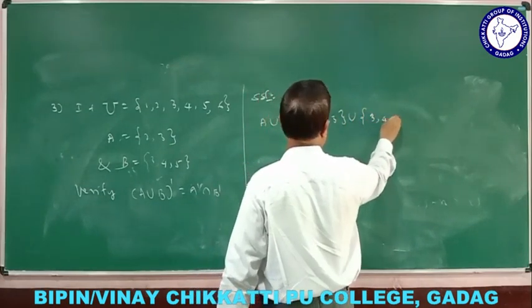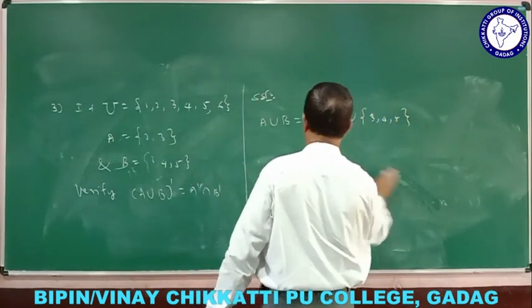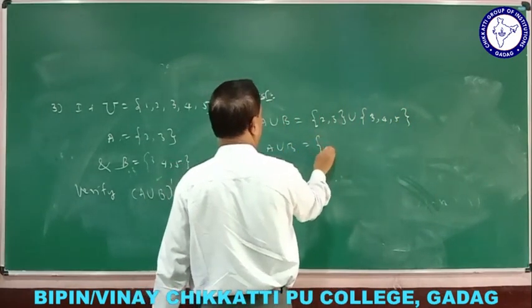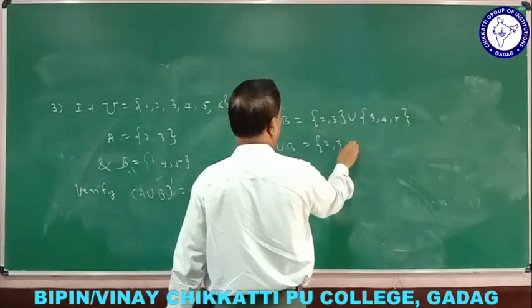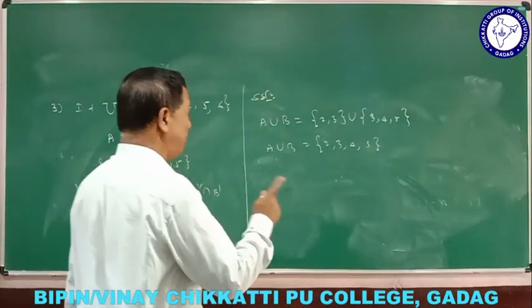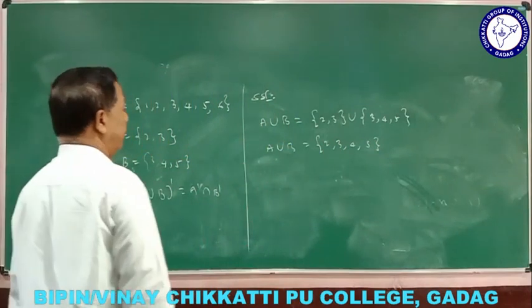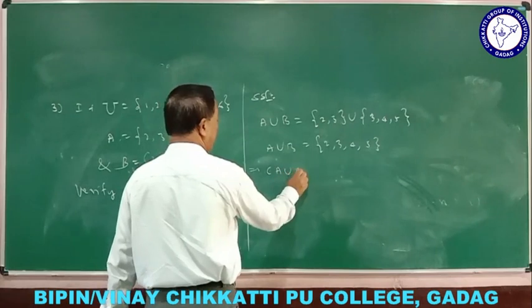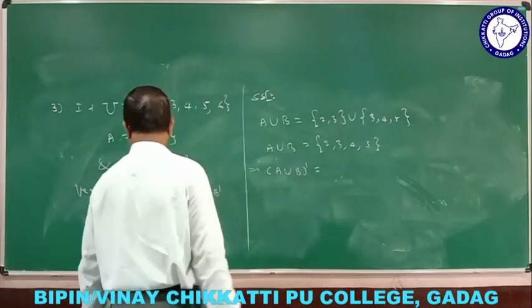3, 4, 5. Look at this. A union B is nothing but all elements 1, 2, 3, 4, 5. See, union means all elements of both the sets, repeating only once. The question now is, A union B complement equal to?